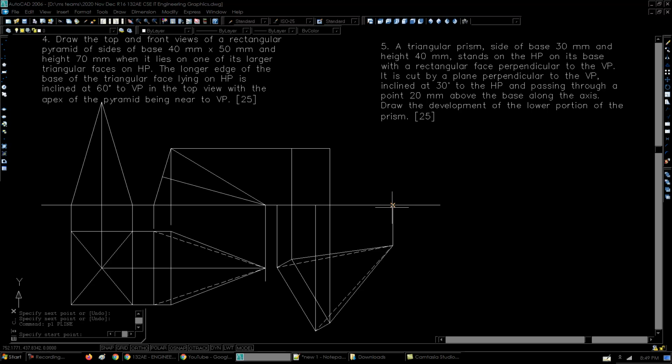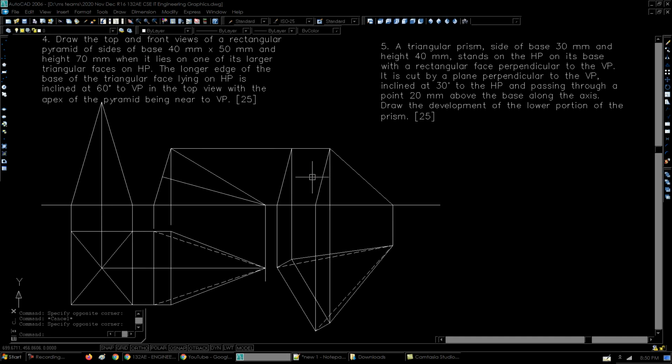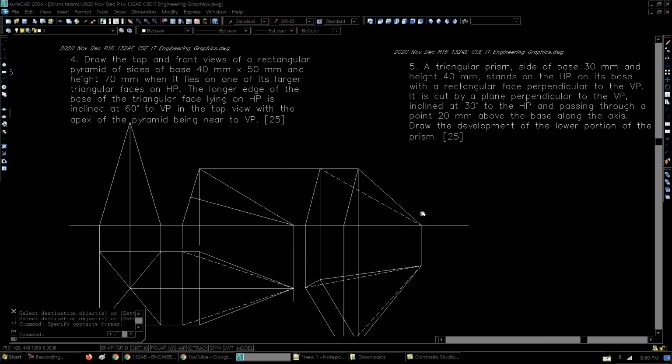Now that we have got all the points, we have to join them using the outermost boundary, this one. The visible edge is going to be this one, because you can see the face here, this face here is facing the observer, so this edge is going to be visible, and this final edge will be hidden. This one will be hidden. So that's it. That solves the 4th question.